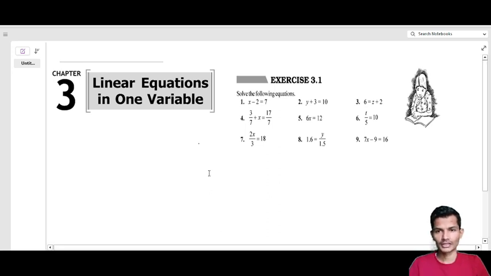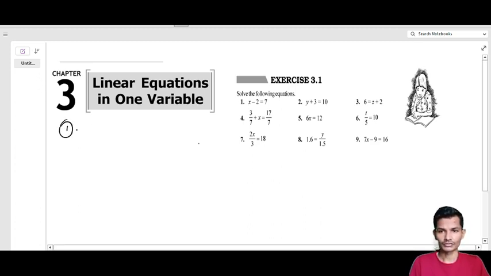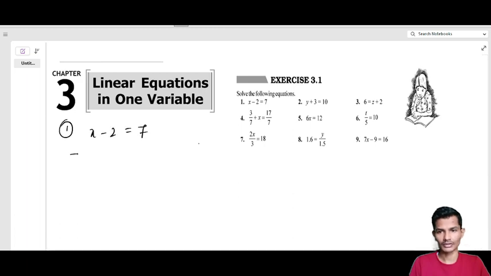Class 8th, linear equation in one variable, which is chapter 3. In that we are going to do exercise 3.1, and we have the first question, that is x minus 2 equals 7. Okay, so the first question, x minus 2 equals 7, they have given. We need to find the x value of this particular equation.